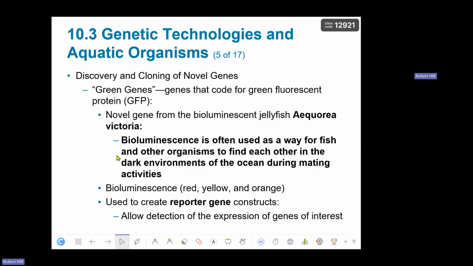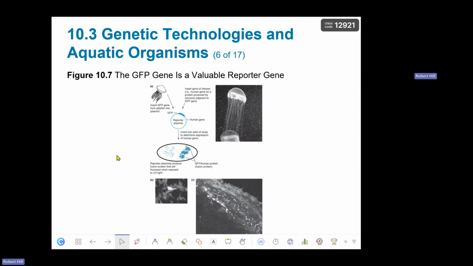The all-famous GFP, or green fluorescent protein, the green gene. This is a really remarkable example. It is found in the jellyfish Aequorea victoria, and this gene causes bioluminescence. Today we use GFP and a myriad of other fluorescent proteins that have been extracted from corals and things like that. We use them as what are called reporter genes, to give us information about another gene. We'll show you how that's done in the next slide.